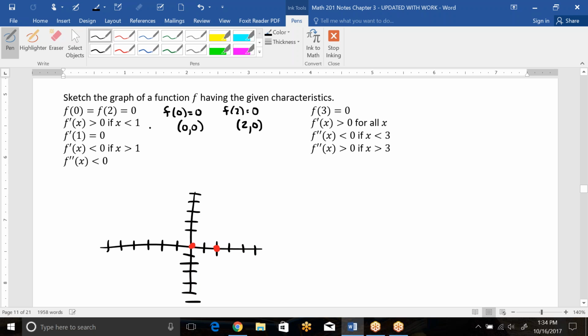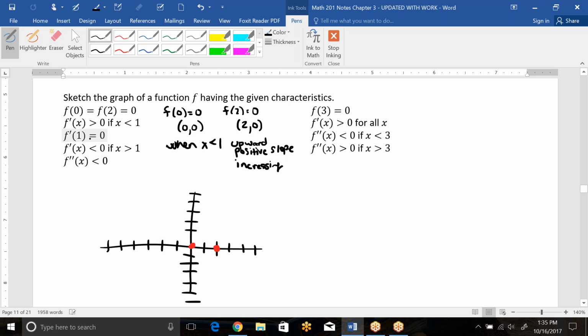Okay. Now, the next thing says your first derivative is greater than 0 if x is less than 1. So remember, here is x is less than 1, somewhere right around here. We don't know how high up it's going to go. So we're just looking at this as kind of a rough sketch. But they say when x is less than 1, because our f prime is greater than 0, remember that means we have an upward slope or positive slope. Or another way of thinking of that is increasing from left to right.